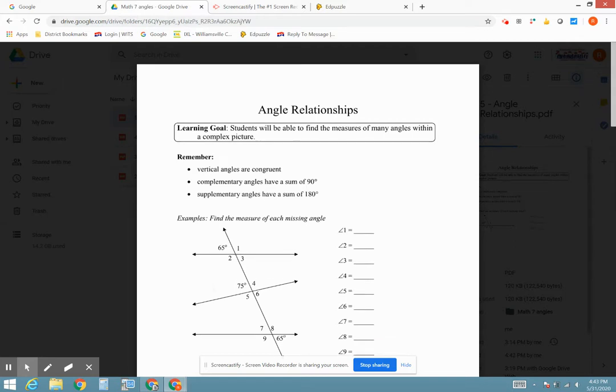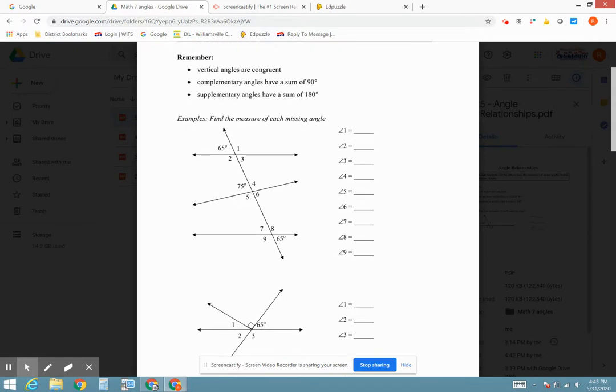So today we're using what we know of vertical, complementary, and supplementary angles to find all of these angles in this picture, which seems a little overwhelming, but super easy if you just take it one piece at a time, kind of like life. Math teaches us so much about life. So one piece at a time.